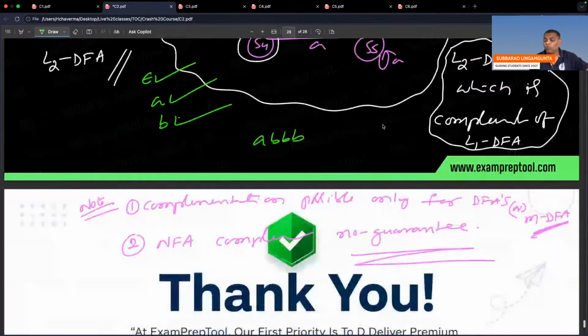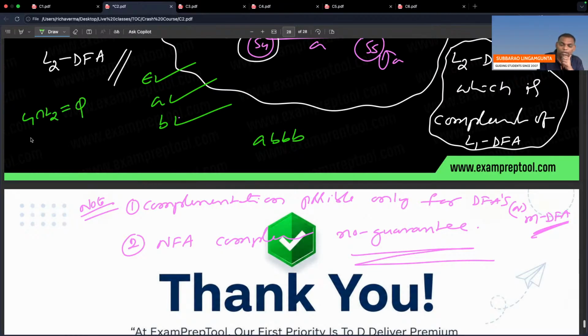And one more. What is the meaning of complementation? Suppose L1 and L2 are complement to each other, that means L1 intersection L2 has nothing common. L1 union L2: whatever L1 is not covering, L2 will cover, and whatever L2 is not covering, L1 covers. If you do union, everything will come. If you do intersection, nothing will come because nothing is common. Then I can say those two are complement to each other.